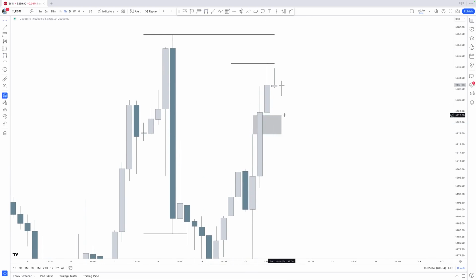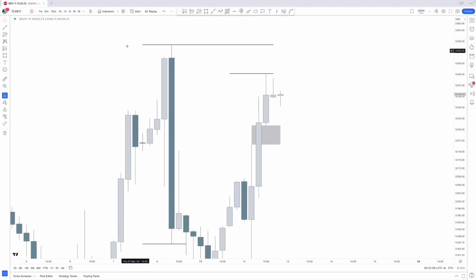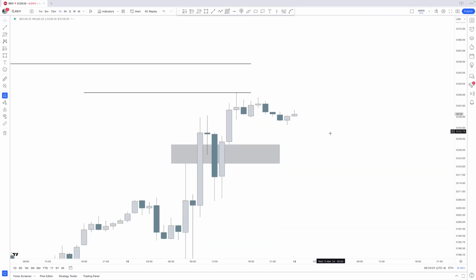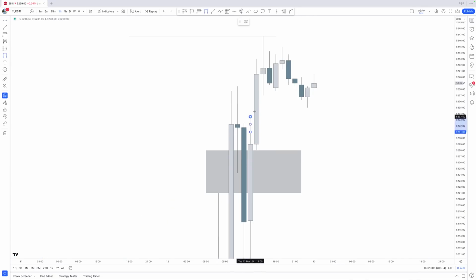Now the question becomes, do we already want to retrace into that 4 hour value gap, or do we already want to continue higher? So very simply said, do we already have a fair value gap right there pushing higher as well? For example, this 1 hour fair value gap sitting right there.